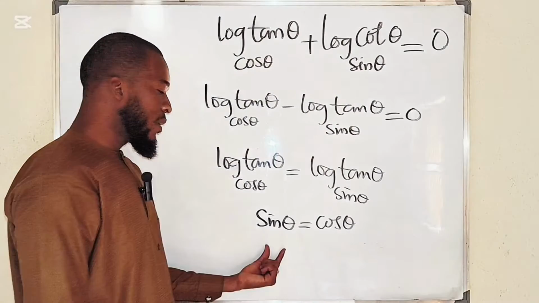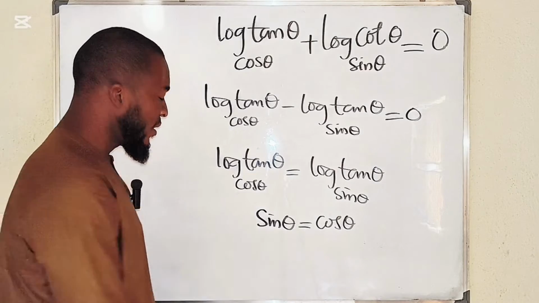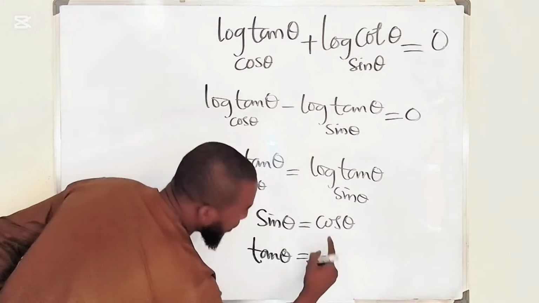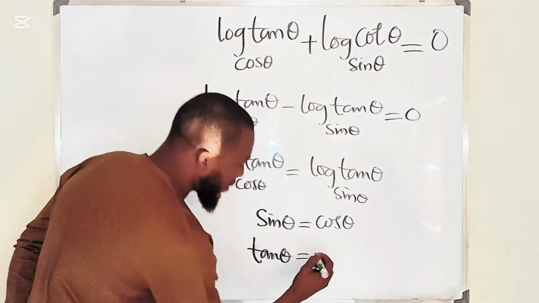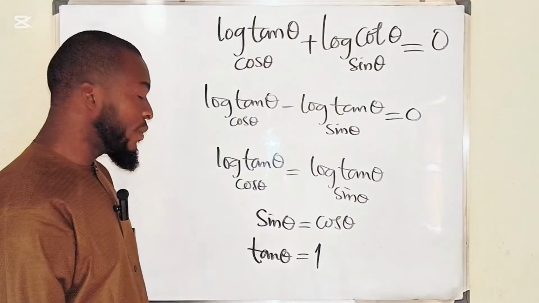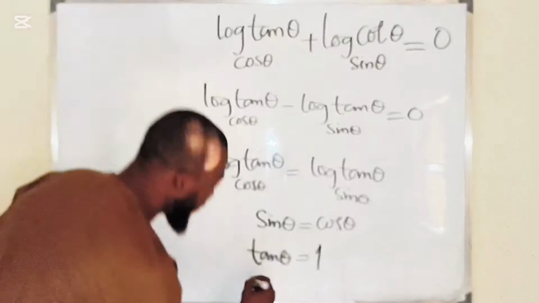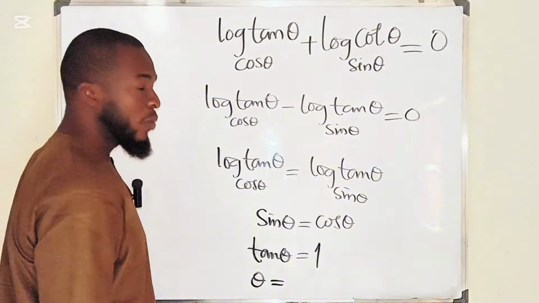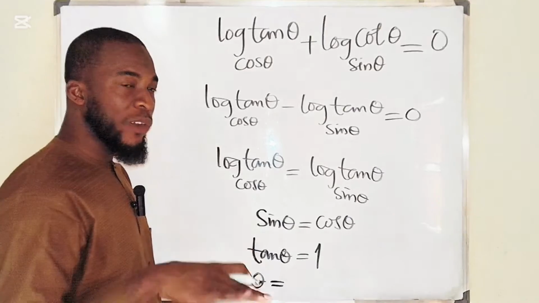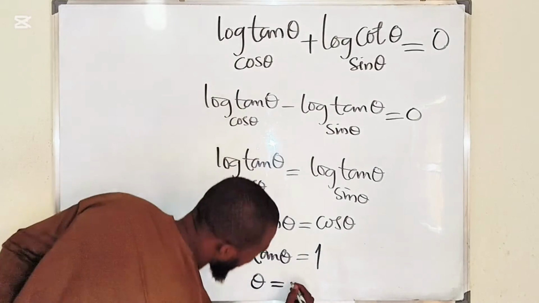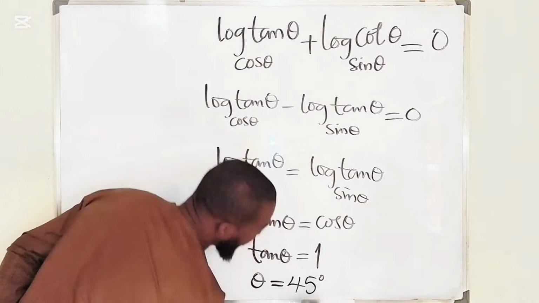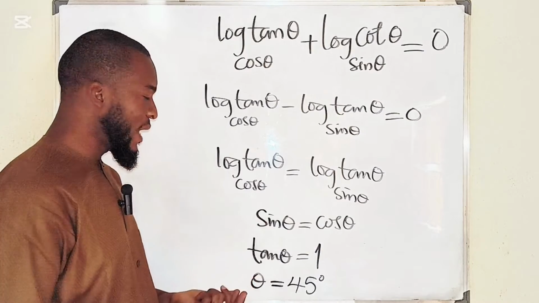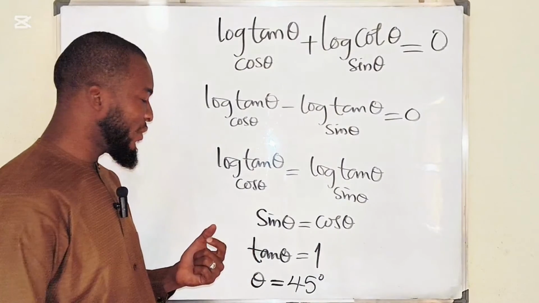On what condition? Maybe we should divide both sides by cosine theta, right? Because sine theta divided by cosine theta will give us tangent theta, and cosine theta divided by cosine theta will be equal to 1. So from here we can take tangent inverse of both sides. Theta will be equal to tan inverse of 1, which is either pi over 4 or 45 degrees. Let me use degrees, 45 degrees. But is this the only solution? Remember that tangent is periodic in every given pi or 180 degrees.